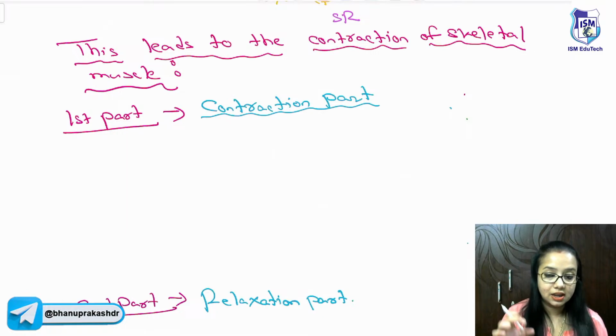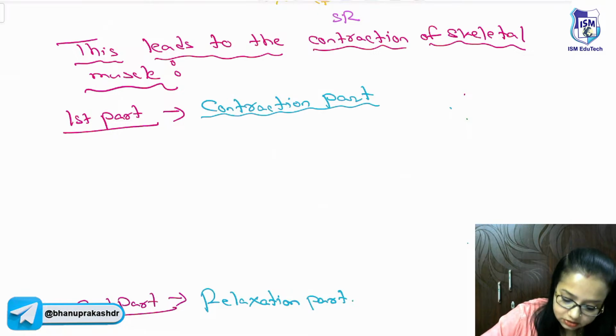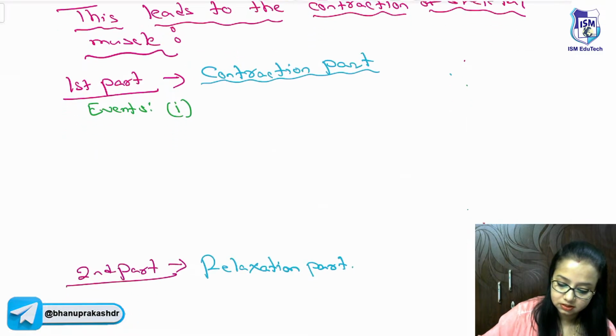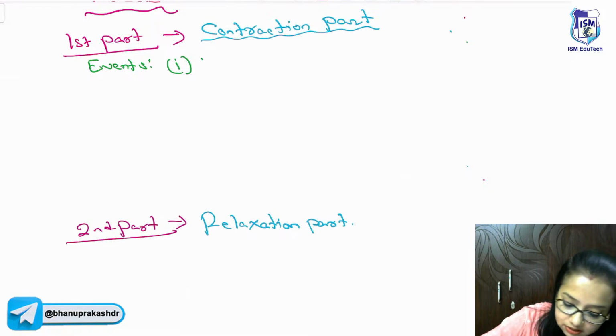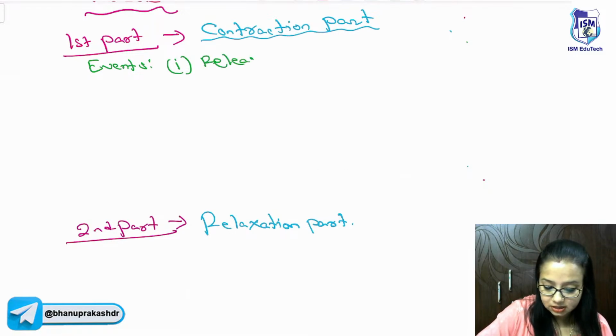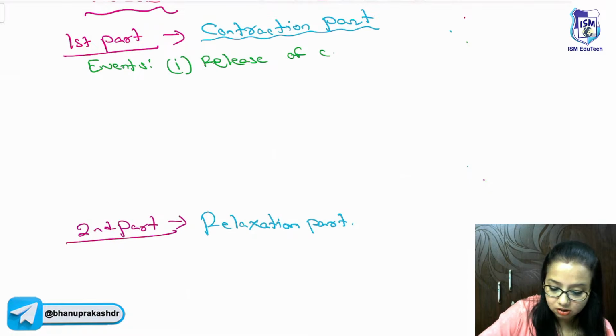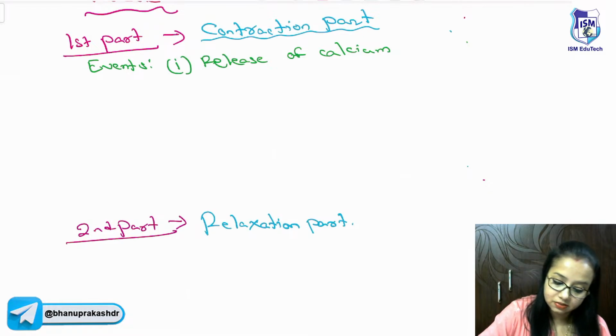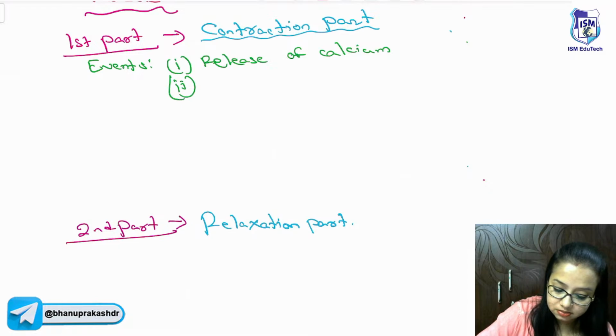Okay. Now, in the contraction part of a skeletal muscle, there are further subdivisions, certain events that are helping in the contraction of the skeletal muscle. So we will study these events wise supported by the diagram. The first event is release of calcium.